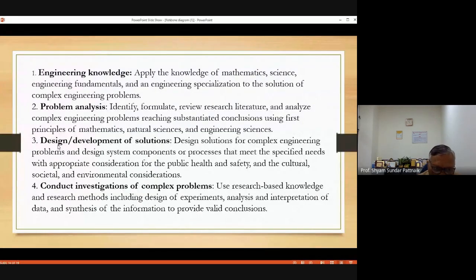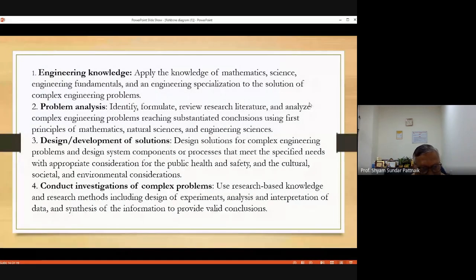But when we go to PO3, then we see design is there, component level understanding and designing is also there. At the same time, while designing, they are taking care of the public health and safety and cultural and societal requirements. So that means your design is not a blind one. It is also with the knowledge of its possible effect on the health, safety and cultural aspects of society.